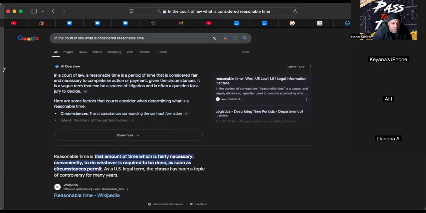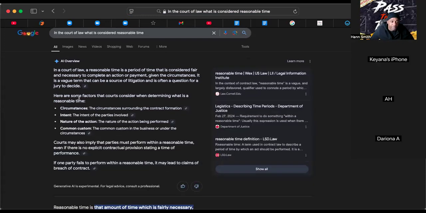In a court of law, a reasonable time is a period of time that is considered fair and necessary to complete an action or payment, given the circumstances. It is a vague term that can be a source of litigation and often a question for a jury to decide. All right, they say here are some factors that courts consider when determining what is a reasonable time. Circumstances, the circumstances surrounding contract formation. Intent, the intent of the parties involved. Nature of the action being performed, buying a house, etc. Common customs, the common customs in business under the circumstances.